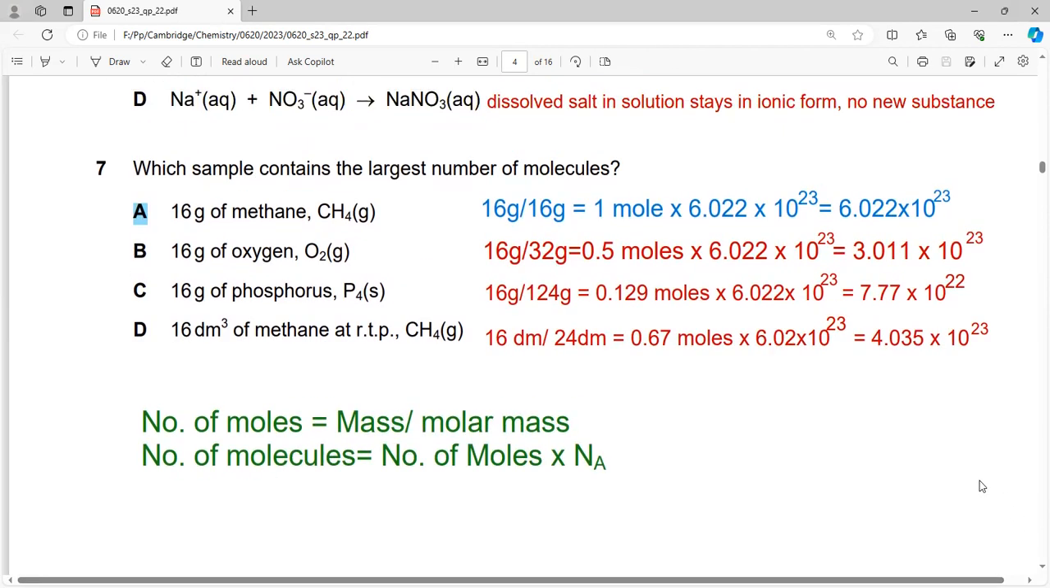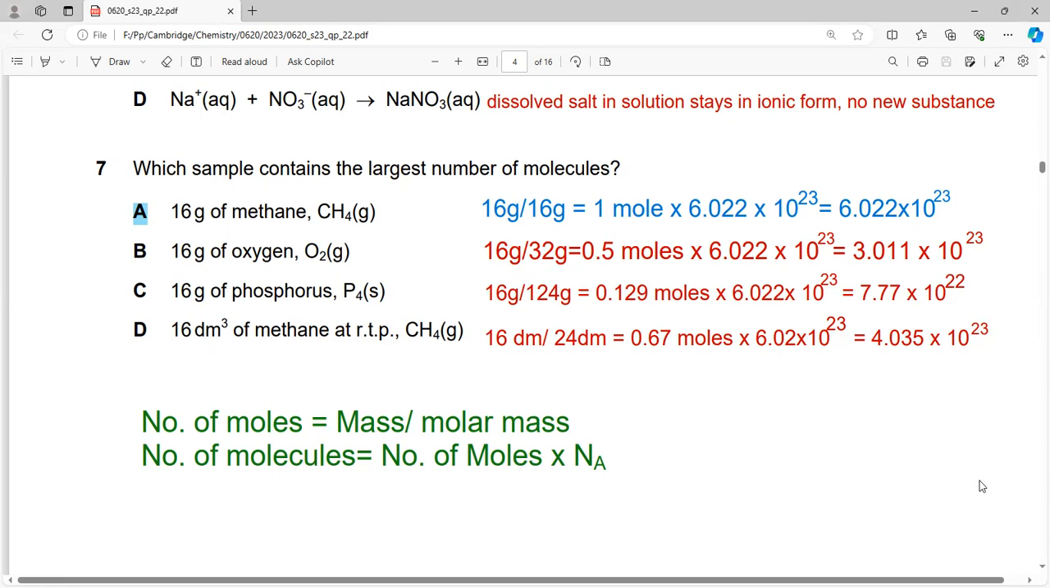Which sample contains the largest number of molecules? Here you need to calculate the number of molecules by multiplying the moles of the given substance. For finding the number of molecules, first you need to find the mole. There is a formula: the number of moles is equal to the mass, which is given, divided by the molar mass of the substance.